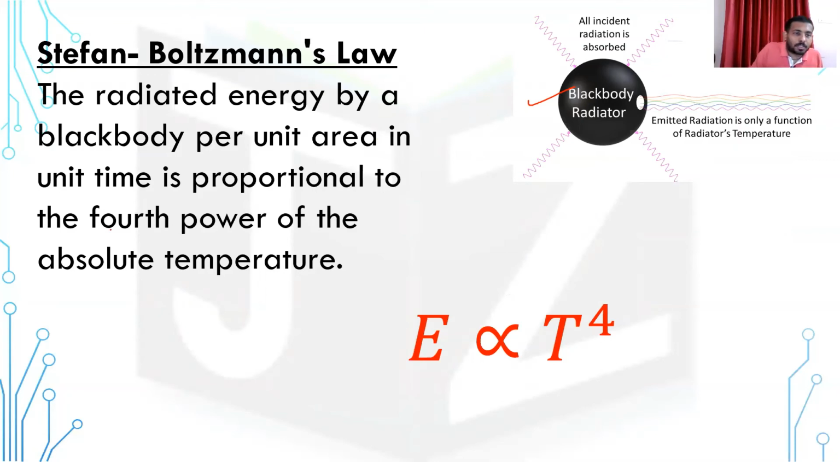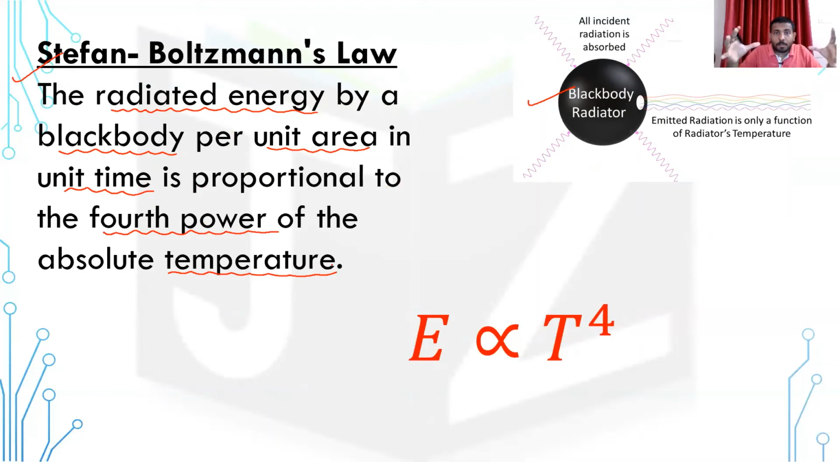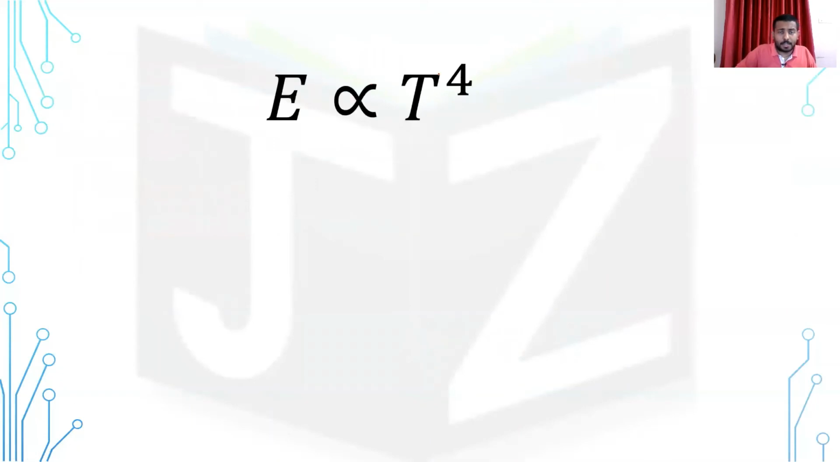So the Stefan-Boltzmann law says that the radiated energy by a black body per unit area in unit time is proportional to the fourth power of the absolute temperature. The energy is radiated; we measure the energy in a unit area in a unit time, and that is proportional to the fourth power of temperature. That is, we can write E is directly proportional to T raised to 4.